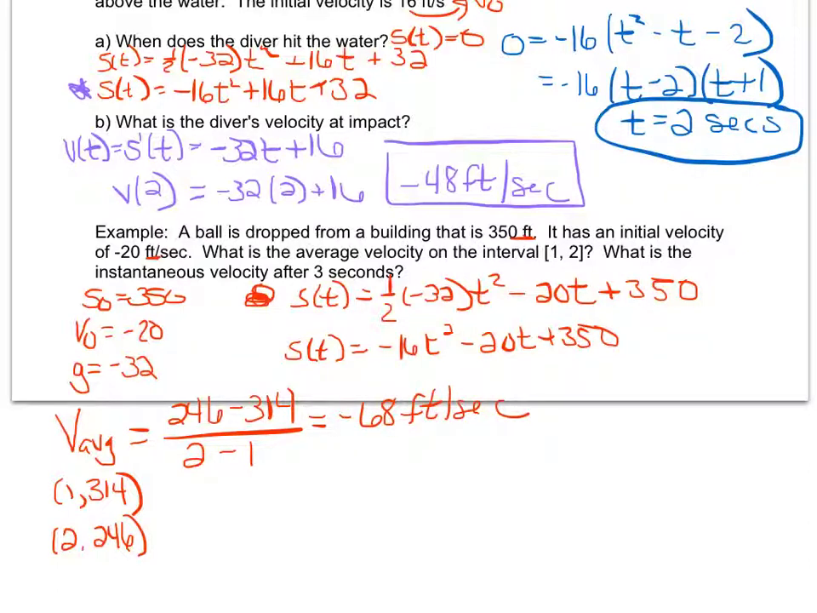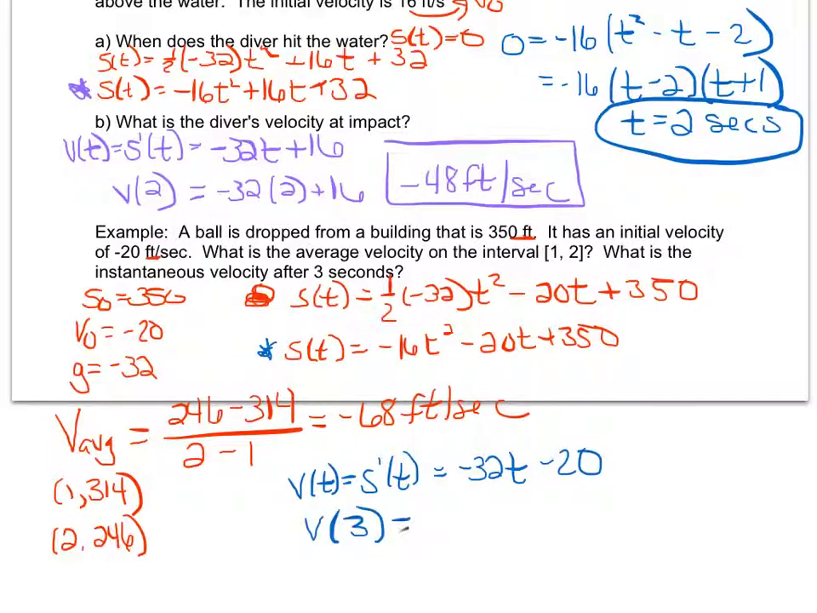In order to do the second part where it asks me to find my instantaneous velocity, I'm going to need my velocity formula. Well, velocity formula is equal to the first derivative of my position function. So differentiating this function right here, I'm going to get negative 32t minus 20. So what is my velocity after 3 seconds? What is v of 3? Well, negative 32 times 3 minus 20 gives me negative 116 feet per second.